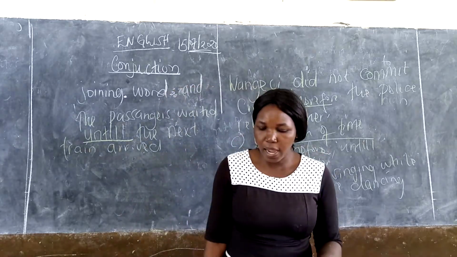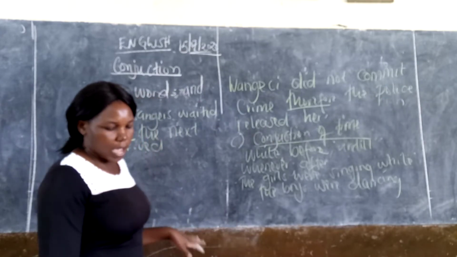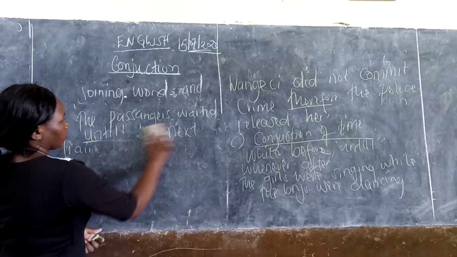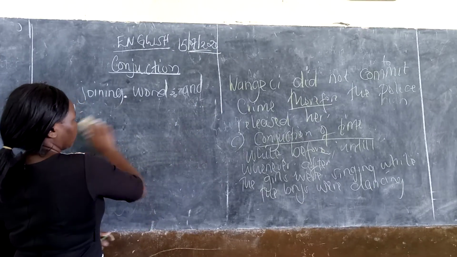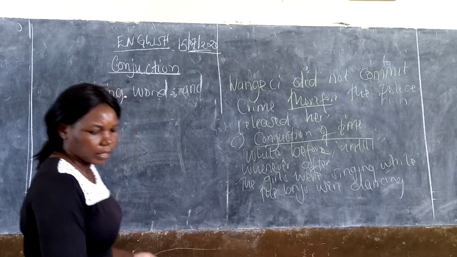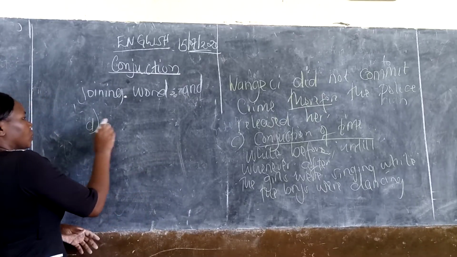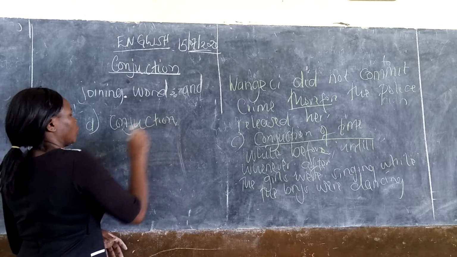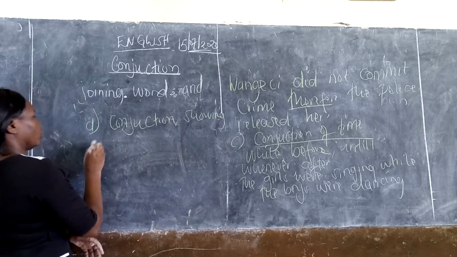So we are going to the last conjunction, the one that shows contrast. Conjunction showing contrast. This is D.